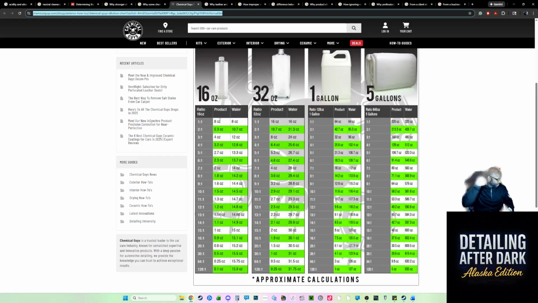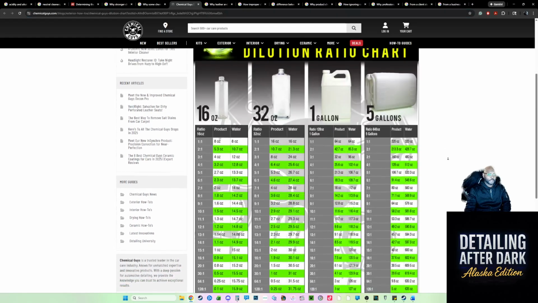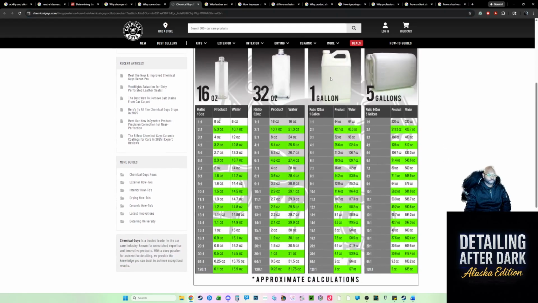I don't pay attention to the 16 or 32 ounce because I'm not in chemical production. That's the only time I would find it usable and reasonable. Not even then, because I would just make a large vat container of it and pour it in there. But for the 1 gallon, it's really nice to be on the fly. So if you're a mobile detailer and you have 5 to 10 of these 1 gallons, and you're wondering how many ounces of product you need.